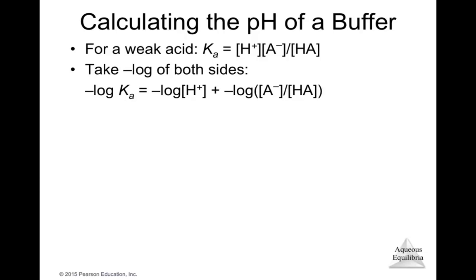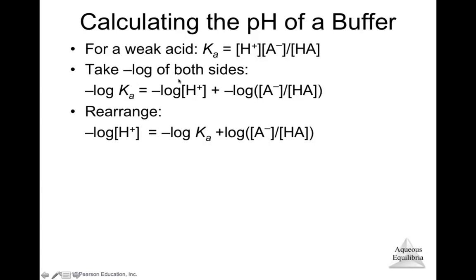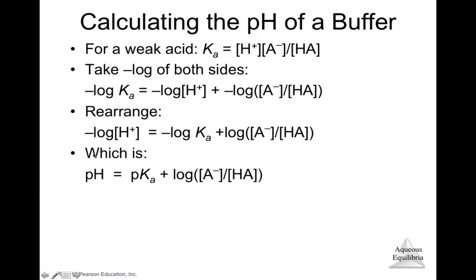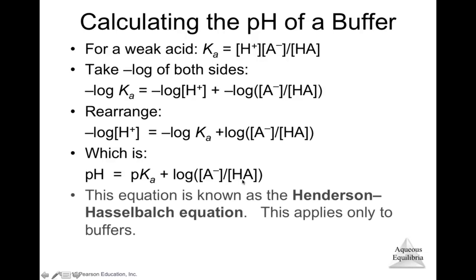Actually, before that, let's just rearrange this and put the log of H outside and move the log of Ka close to this expression. Now we have this, and now the minus log of the concentration of H positive is pH, and minus log of Ka is pKa. So this means that pH equals pKa plus the log of the concentration of the base divided by the concentration of the acid. This is known as the Henderson-Hasselbalch equation.